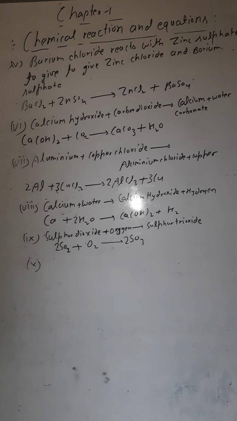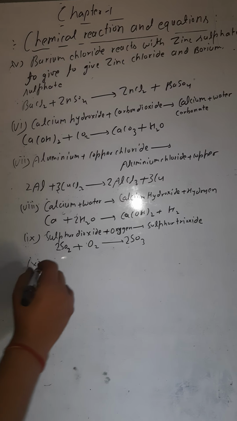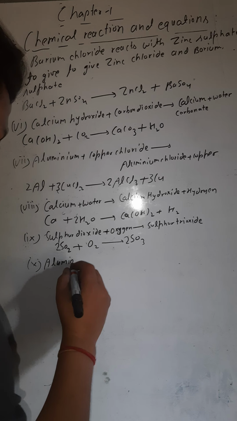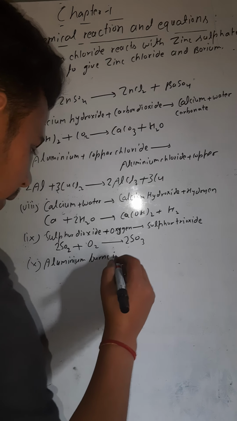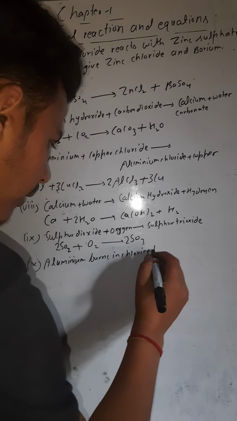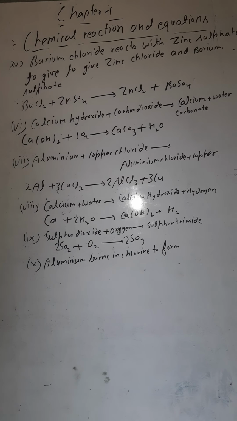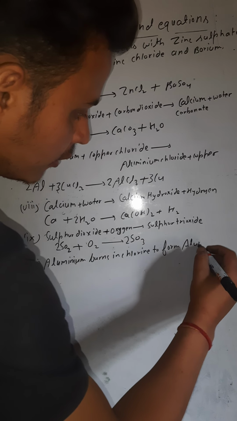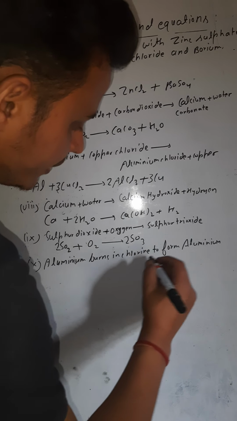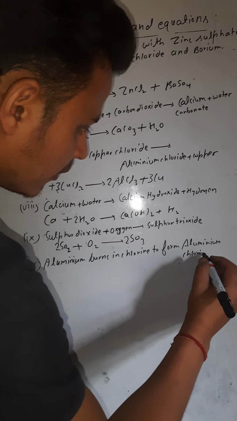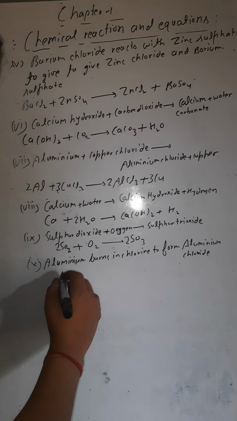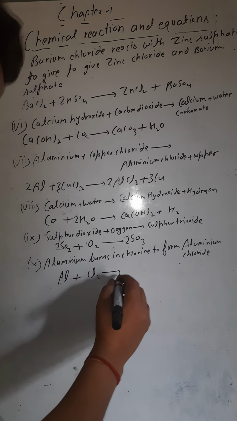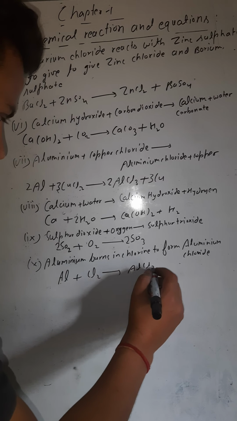10th one is aluminium burns in chlorine to form aluminium chloride. Okay, so aluminium burns in chlorine. This is aluminium and this is chlorine. They will form what? They will form aluminium chloride, that is AlCl3.